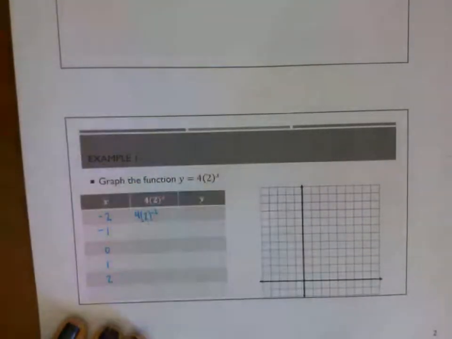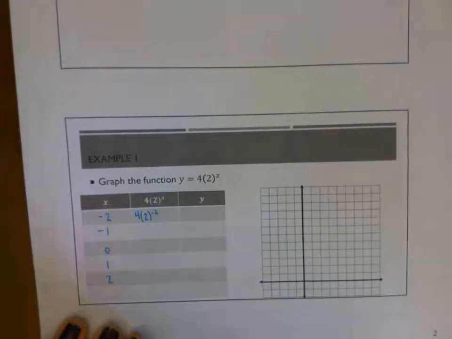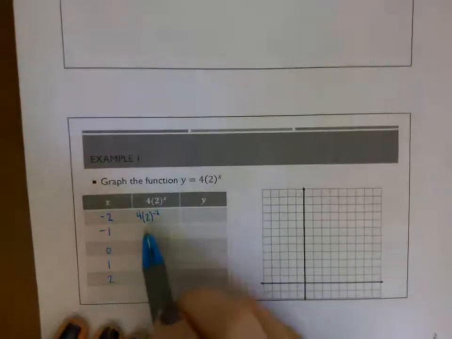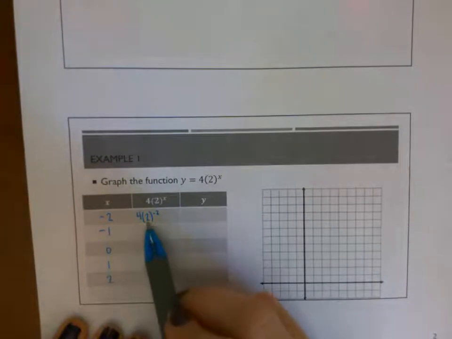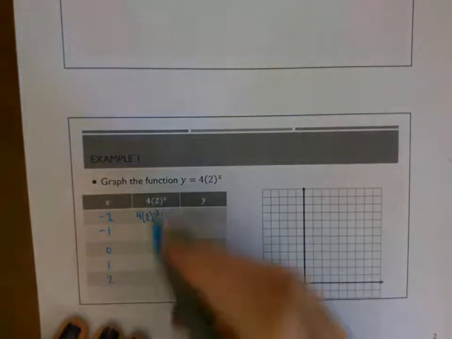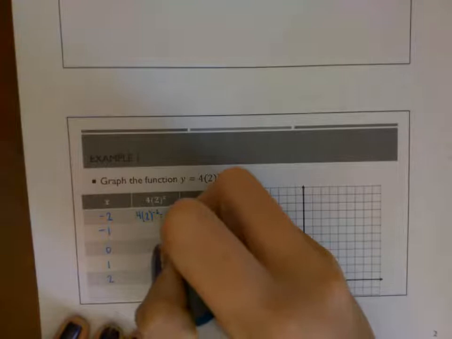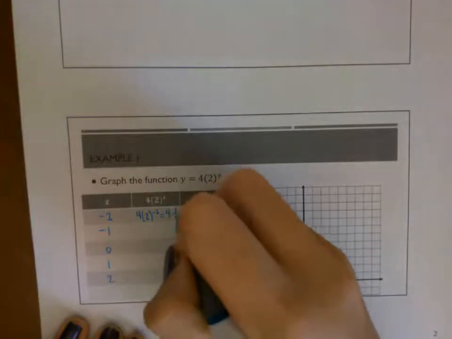4 times 2 to the -2. All right, order of operations. Please don't fall into the trap of multiplying 4 times 2 first. Instead, we need to take care of our exponent. So I'm going to do 2 to the -2, which is 1/4. And I'm going to have 4 times a fourth, which gives me 1.